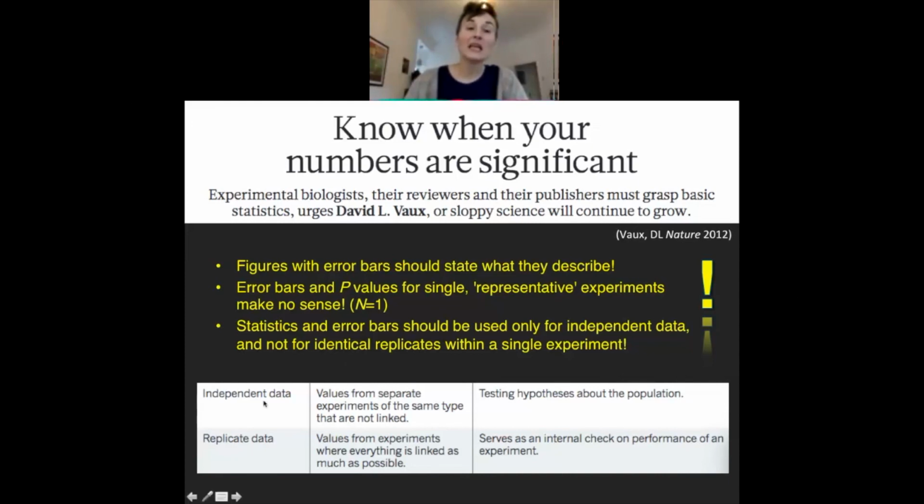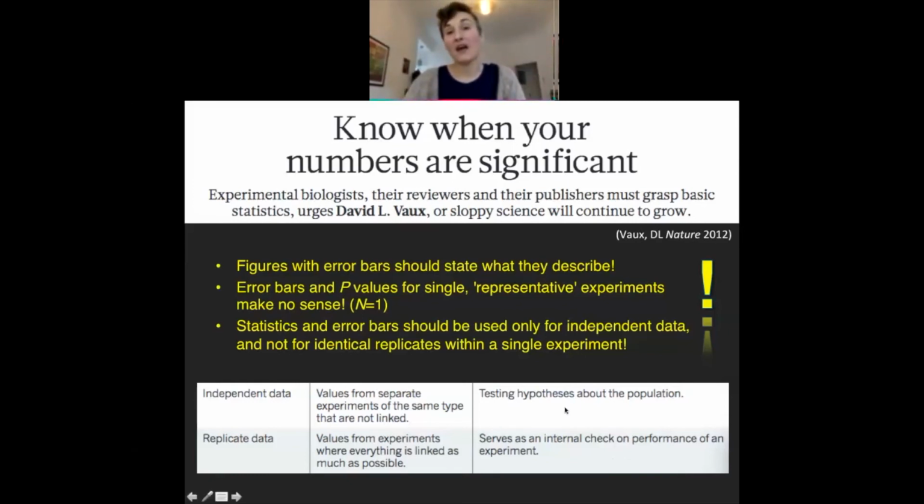And so real independent data means you obtain values from separate independent experiments. So you would do an experiment with a new batch of cells. You would stimulate them with a new batch of ligand, and then you would read it out on a different day. Versus replicate data is basically you have several replicates within the same experiment. And this is actually just an internal check of your own performance or of the experiment's performance. Basically, how well is your pipetting going in this experiment? It's not really reflecting the population variation.